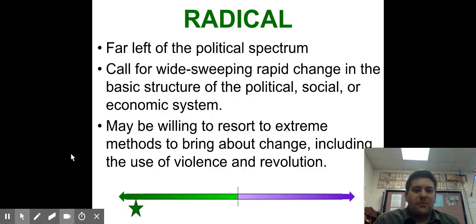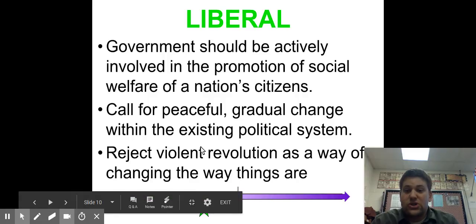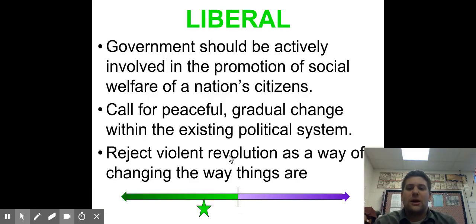However, another example could be Malcolm X, during the civil rights movement. He had very radical views about the inequalities that African Americans faced, and he was willing to use violence and revolution to see that change happen rapidly. Whereas we compare that to a general liberal, somebody maybe like Martin Luther King Jr., he's going to reject violent revolution as a way of change, and he's going to realize that we need to use our government, that we need to be peaceful to make gradual change within our existing political system.